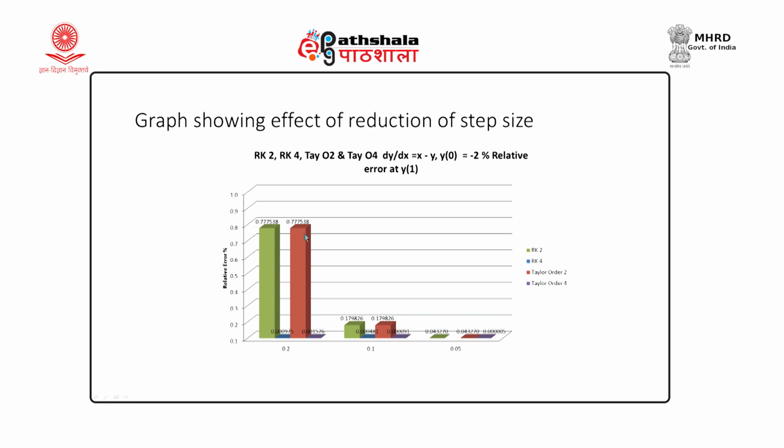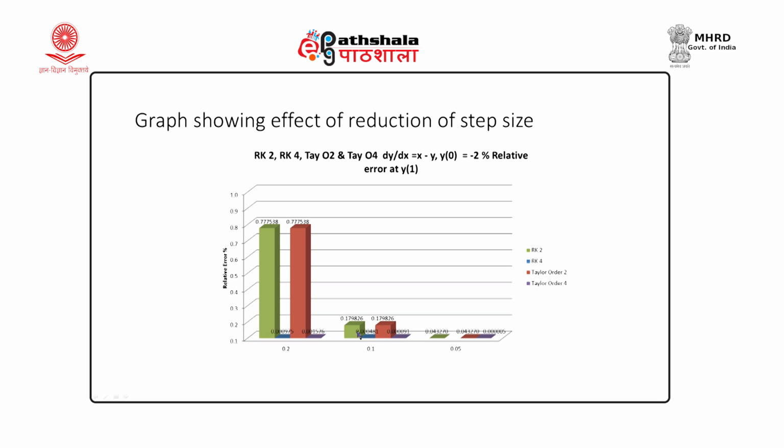So, for RK2 and Taylor order 2 the error is 0.1%, for the others it is practically nil. For H equal to 0.1 it is 0.18% in case of RK2 and Taylor order 2, and Taylor order 4 and RK order 4 are giving practically nil error. For H equal to 0.05 all the methods are practically giving us no error. So, step size 0.05, all the methods are giving no error.